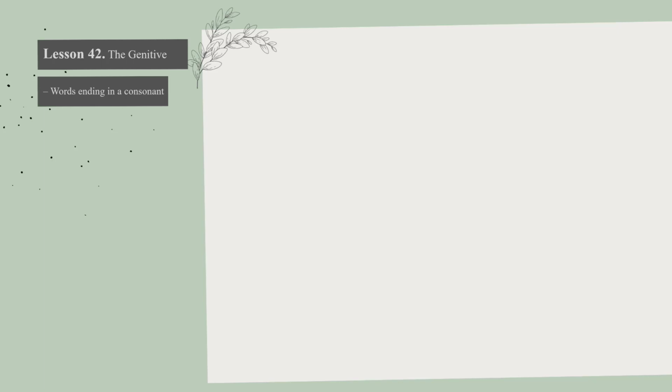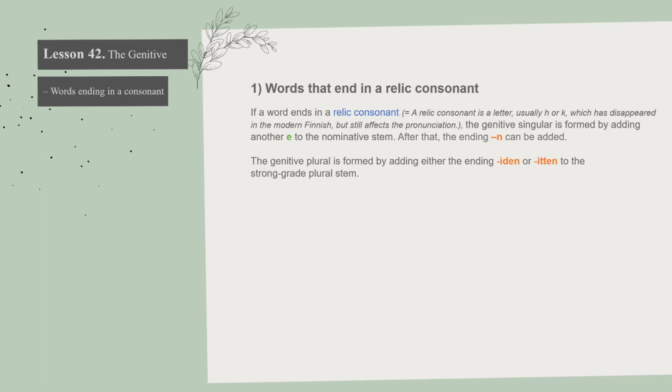If you remember, in the previous lesson we learned the plural genitive in words that end in a vowel. In this lesson, we're going to learn more about the plural genitive and more specifically the words that end in a consonant. If a word ends in a relic consonant, the genitive singular is formed by adding another e to the nominative stem. After that, the ending n can be added. The genitive plural is formed by adding either the ending iden or itten to the strong grade plural stem.